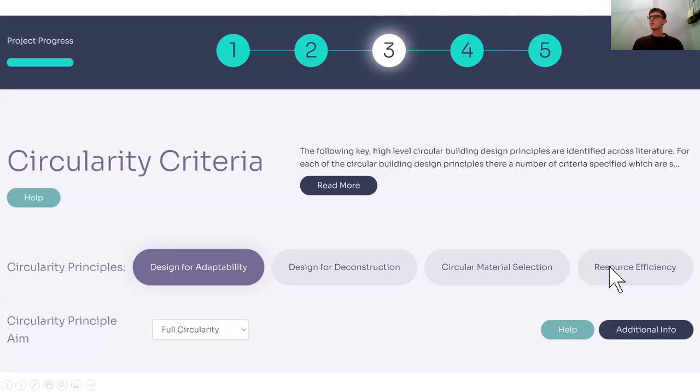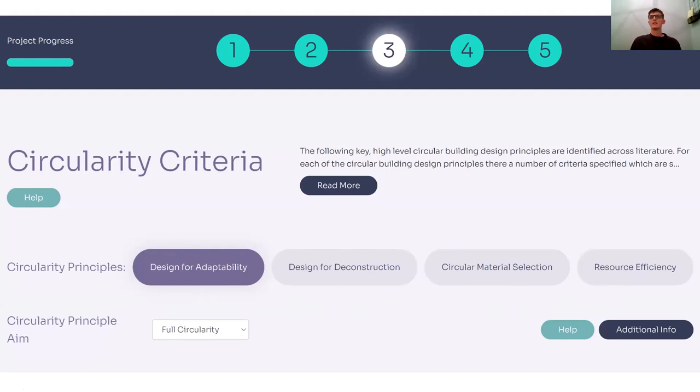So I'll just quickly run through some of the screenshots of the tool just to give you a flavour for how it looks. So as you can see, we've got the four key circularity principles. And for each of these, you can outline a circularity principle aim. So whether you intend to achieve full, basic, or partial circularity. And this was an output from our stakeholder workshops.